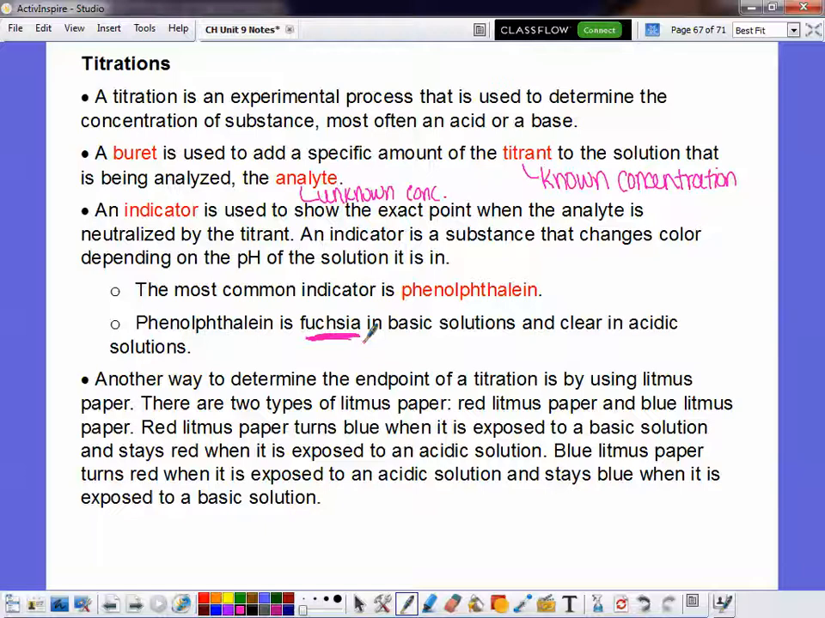Another thing is litmus paper. You can read. Or like pH paper. You can also use a pH probe to actually measure the actual pH throughout it, not just estimating with other stuff, okay? Are we good here?